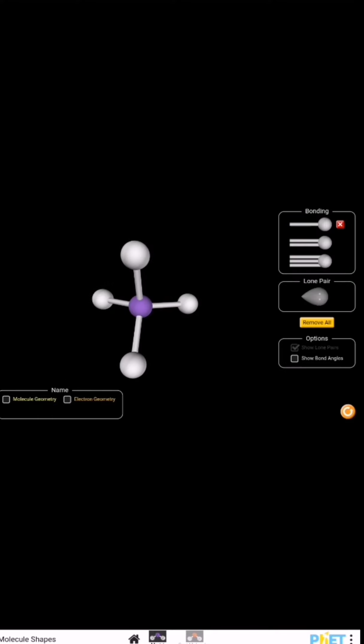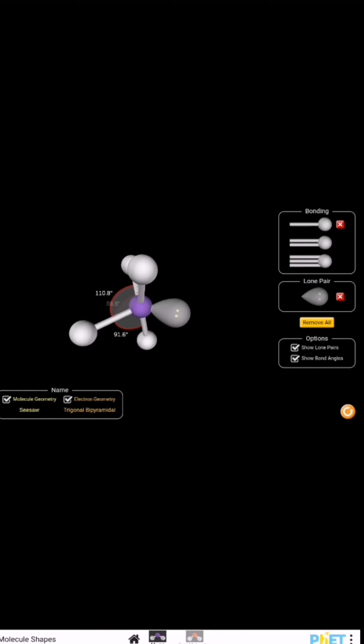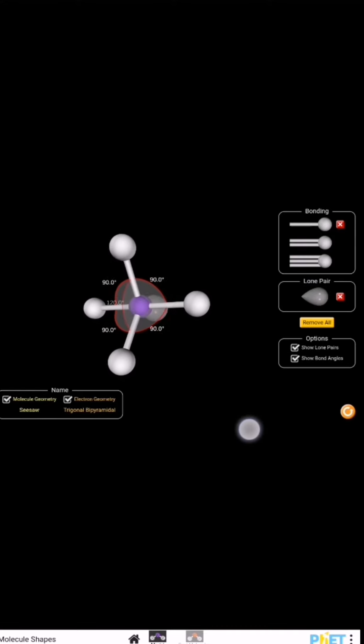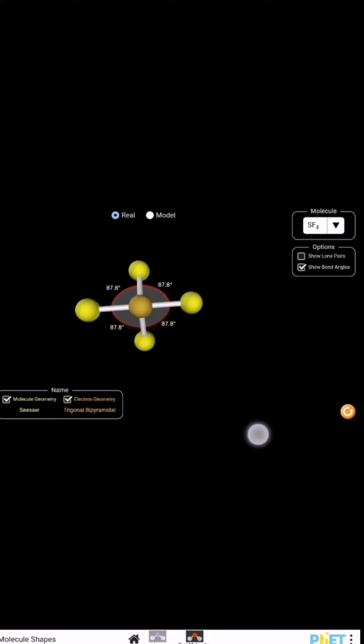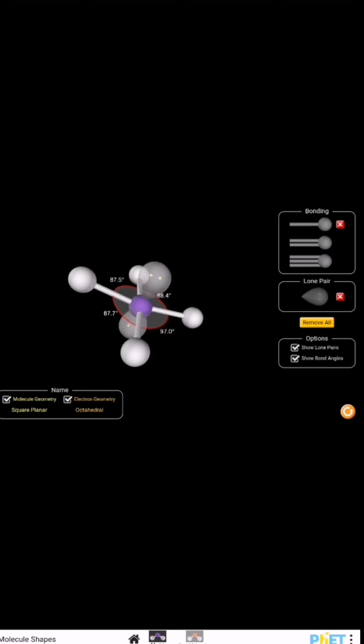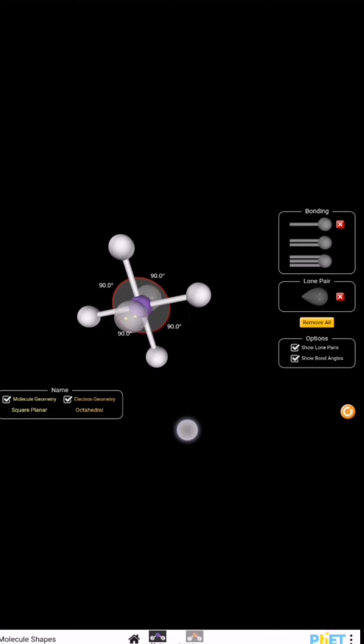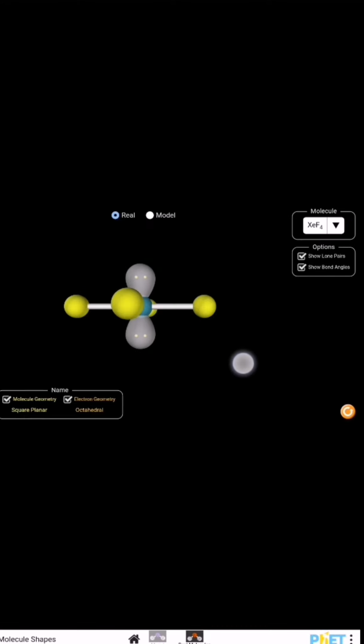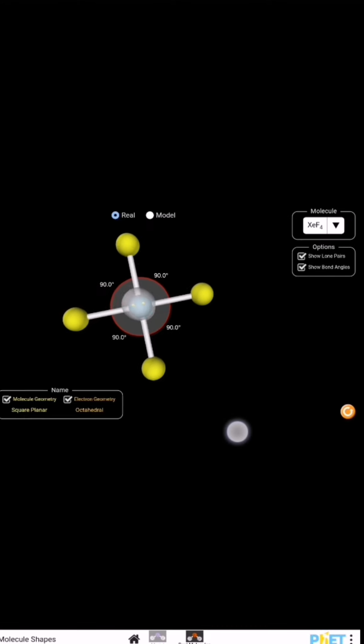Next, there are 4 bonds. If we add 1 lone pair, it will be seesaw. And an example is sulfur tetrafluoride. And we add a lone pair again. It will be square planar. For example is xenon tetrafluoride.